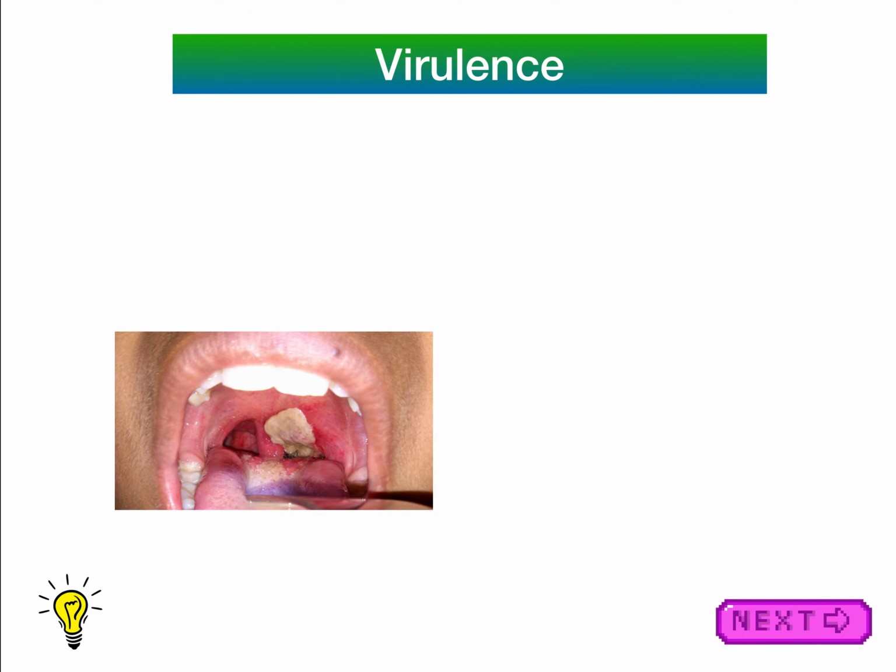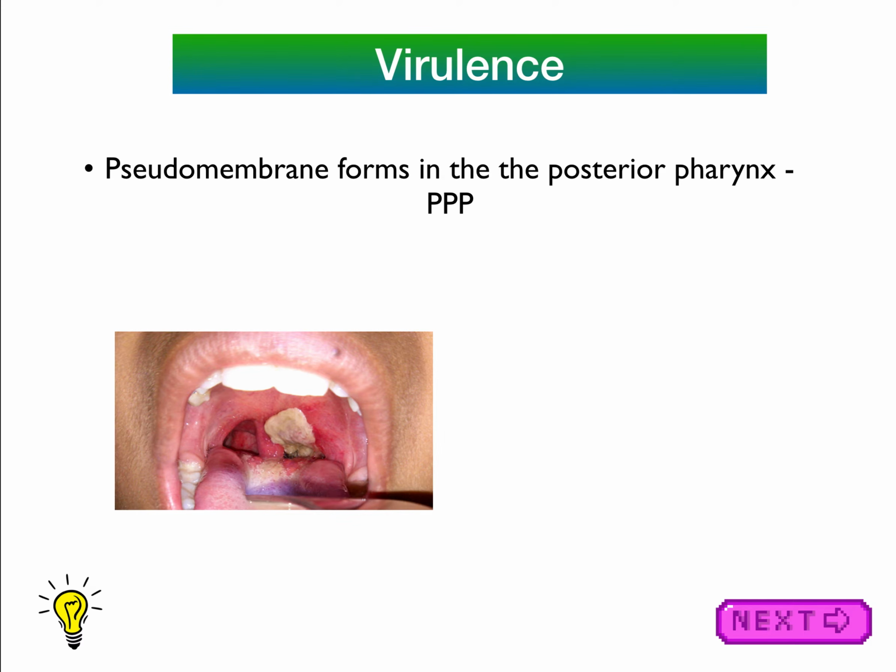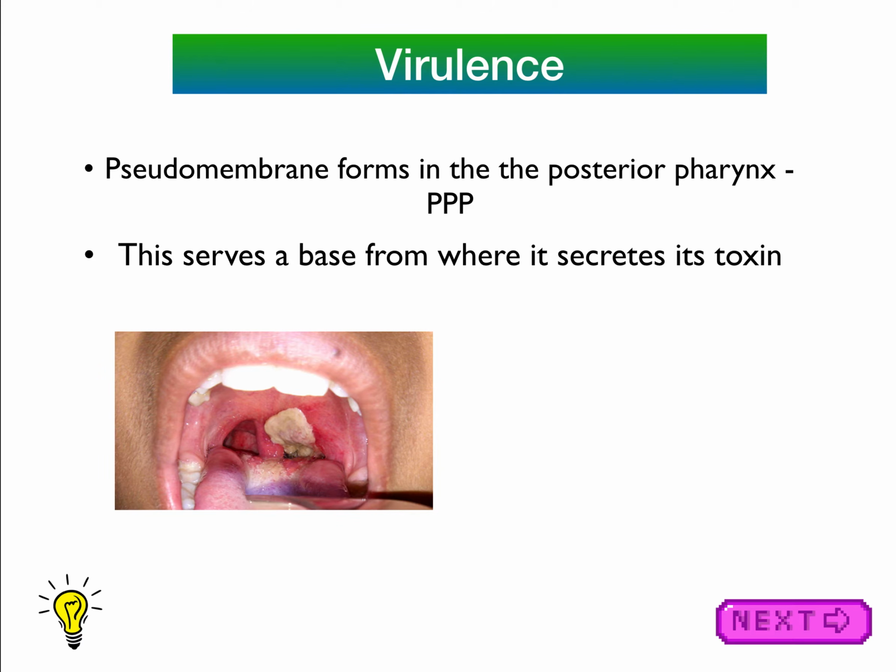Okay, so what's the virulence like? Well, the pseudomembrane will form in the posterior pharynx, PPP, remember that, it helps. And this actually serves as like a military base from where it will send off its soldiers to go and attack the enemy. So it really serves as a base, and the toxin would then be the soldier that leaves the military base.